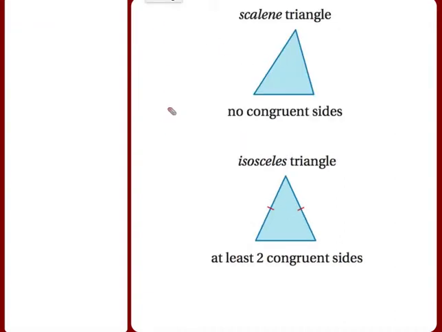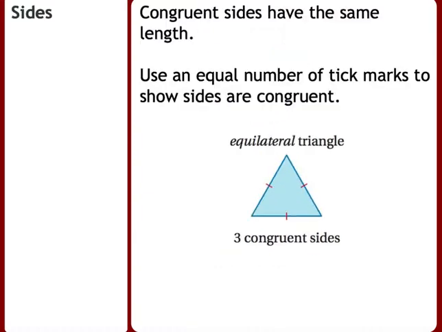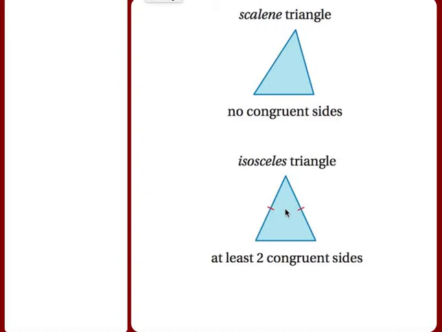We have scalene triangles where no sides are congruent. Notice no tick marks. Isosceles triangles, we have exactly, or actually at least two. So technically an equilateral is also isosceles because it has at least two congruent sides. Here this isosceles has exactly two congruent sides. And again, as I mentioned, if these two sides are congruent, go to the opposite angle, and those angles are congruent as well.